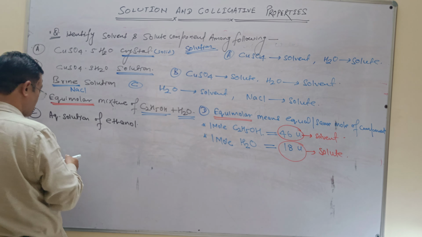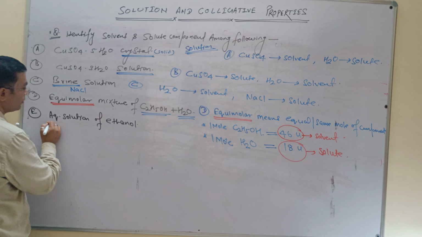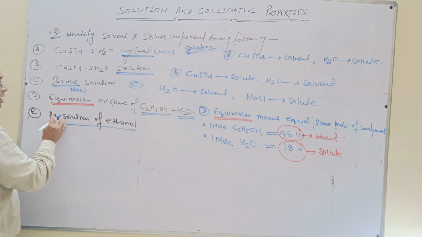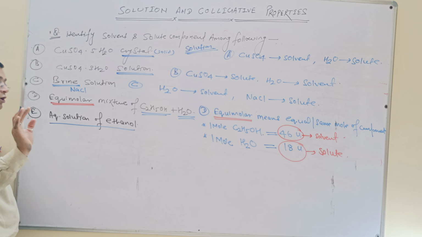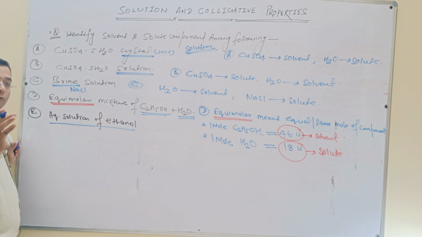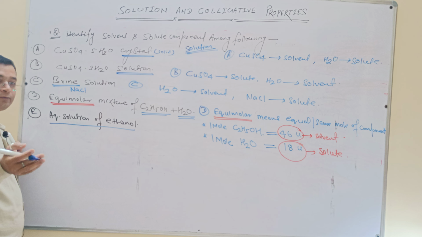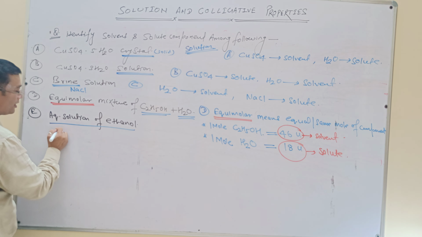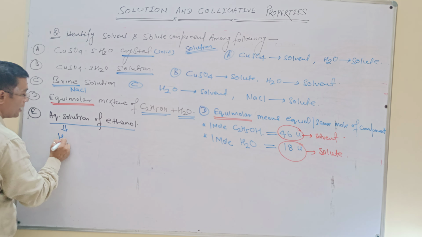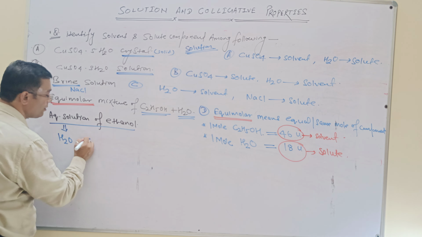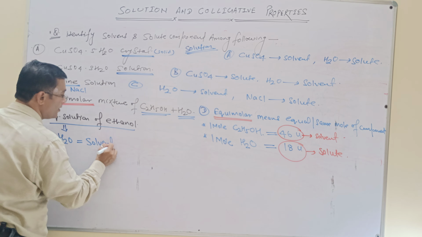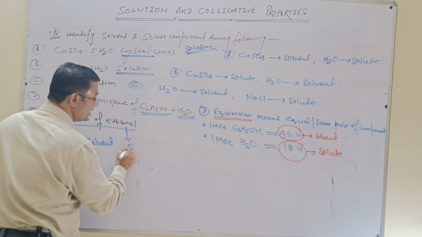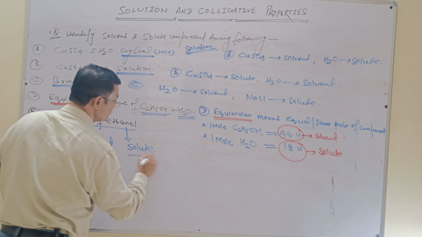Now the next concept, for question E, aqueous solution of ethanol. Here equimolar is not mentioned. Aqueous solution of ethanol means water is present in the larger quantity and ethanol is present in the smaller quantity. So for this question, water will be treated as the solvent and ethanol, C2H5OH, will be treated as the solute.